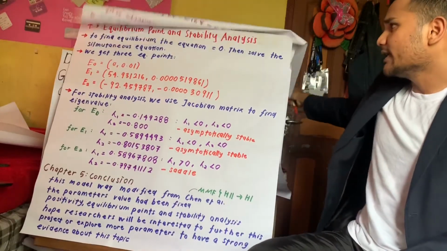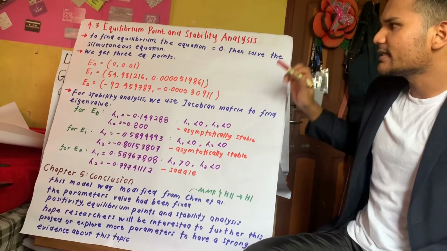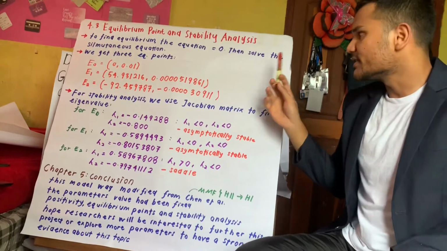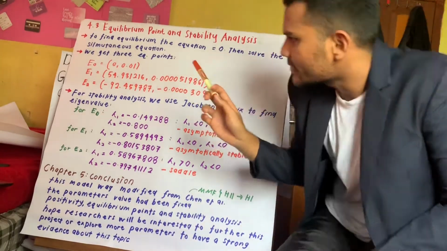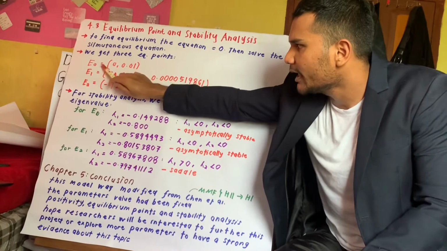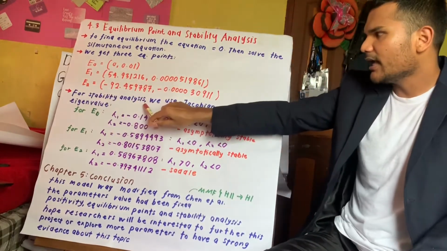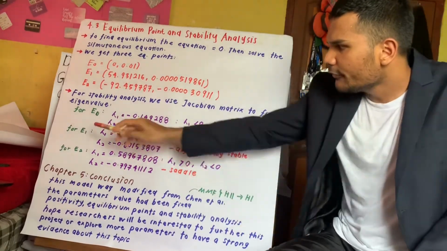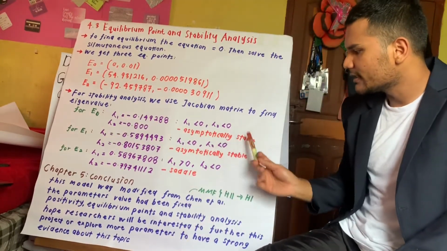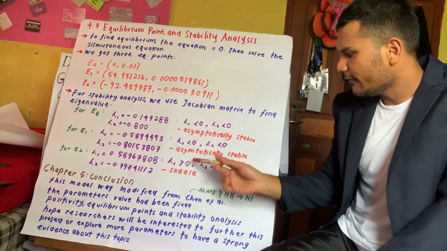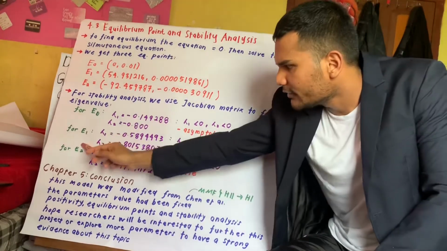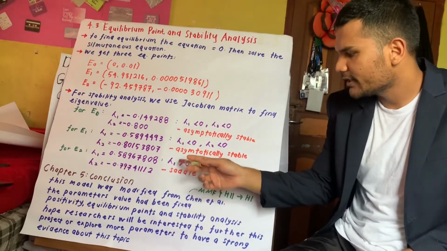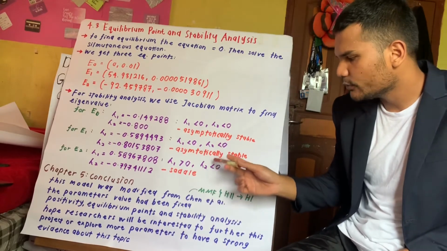The last one is the equilibrium points and stability analysis. As everyone knows, to find the equilibrium points, we have to make the equations equal to 0 and solve the simultaneous equations. I have three equilibrium points, E0, E1, and E2. For the stability analysis, for every equilibrium point, I compute the Jacobian matrix and find the eigenvalues. Equilibrium point 1 is asymptotically stable. Equilibrium point 2 is also asymptotically stable. The last one is a saddle, because one of the eigenvalues is greater than 0 and the other is lower than 0.